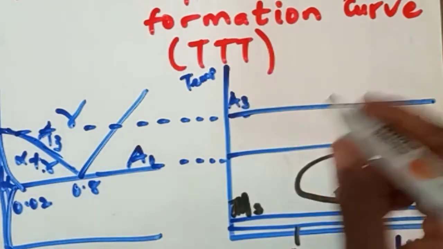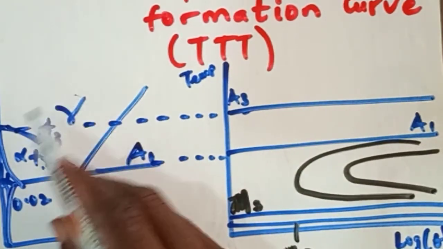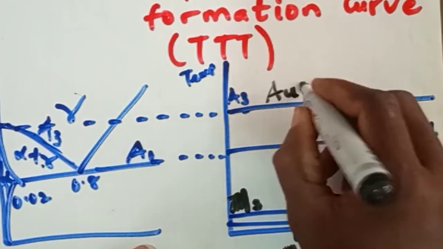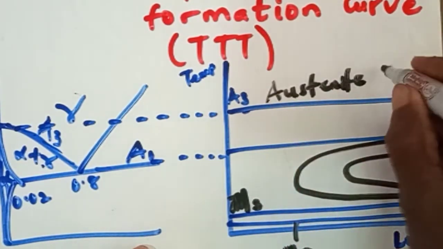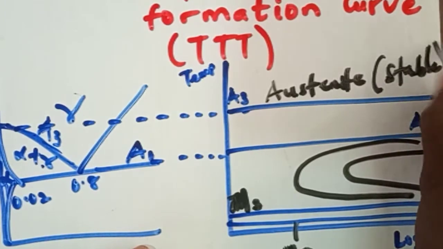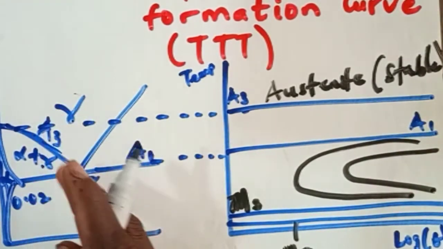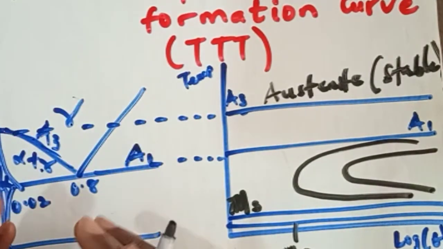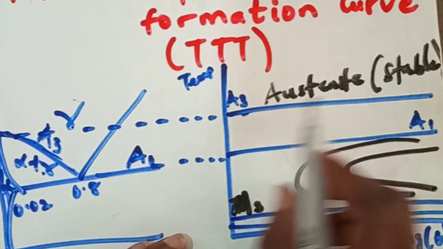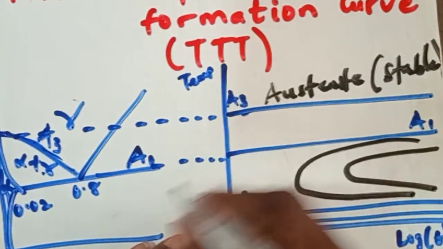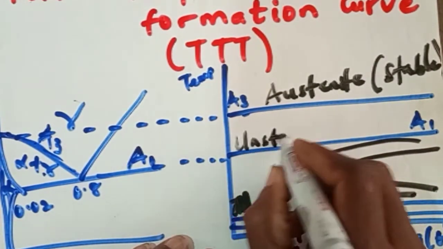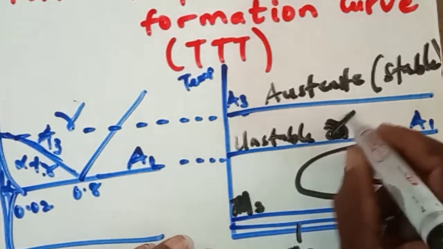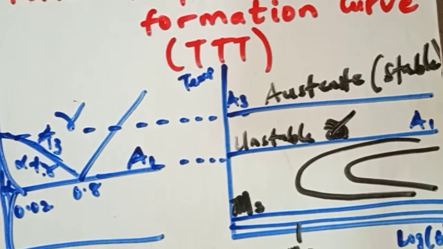Now this A3, remember that in this region above 910 degrees Celsius we have austenite, and austenite is stable, so I will have austenite here. But this austenite is very stable, remember, because it is not undergoing any transformation. At this temperature it is very stable, and below this temperature austenite is not stable. That is to say, above A3 austenite is stable, and below A3 austenite is unstable. So here I can have unstable austenite, unstable gamma.